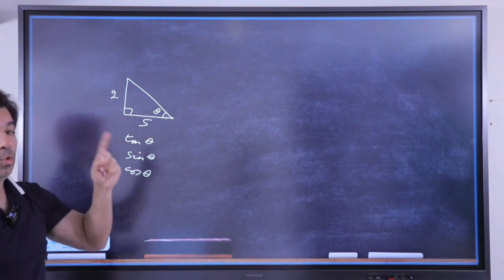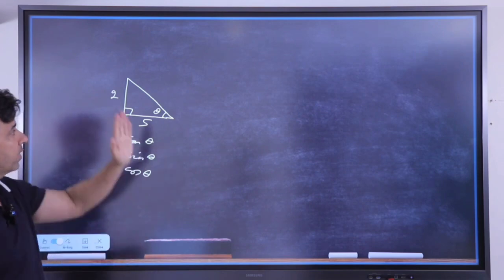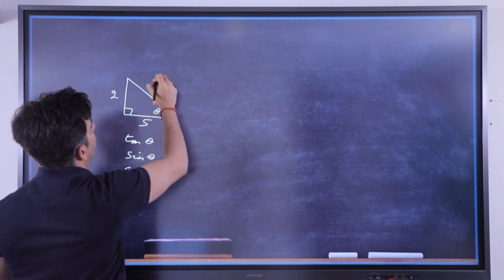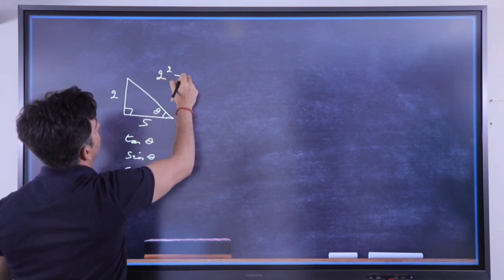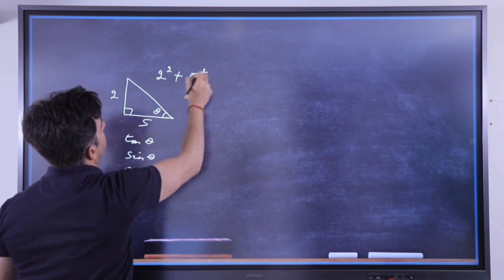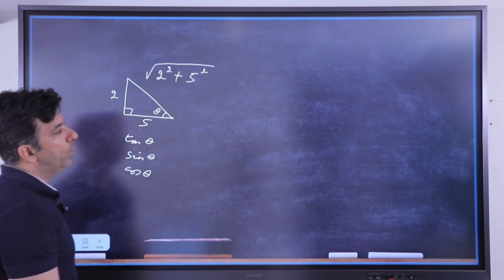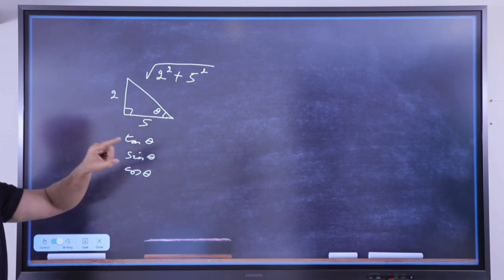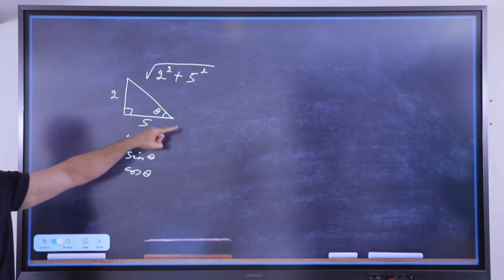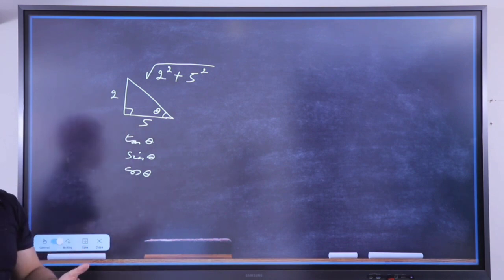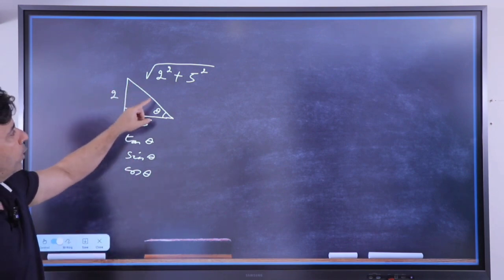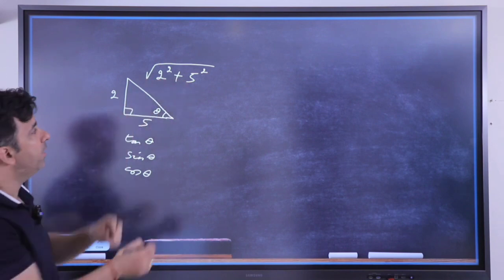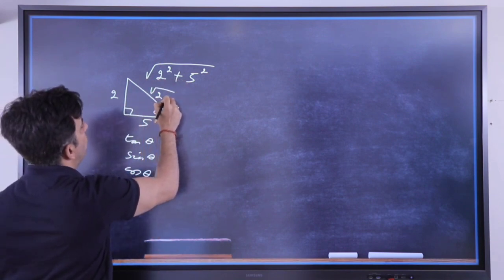We know that through Pythagoras theorem, if this is 2 and this is 5, then hypotenuse square is equal to 2 square plus 5 square, the square root of this. So we know that c square is equal to a square plus b square in a right angle triangle. This hypotenuse wasn't given to us, but we know how to find it. So we just found this hypotenuse using our basic understanding. It is 25 plus 4, 29. So this is square root of 29.